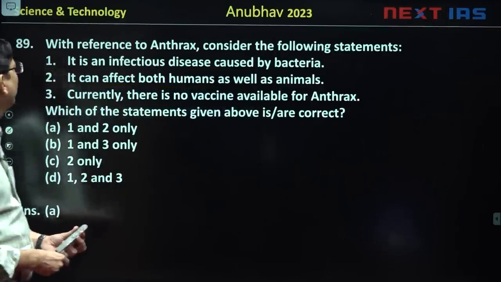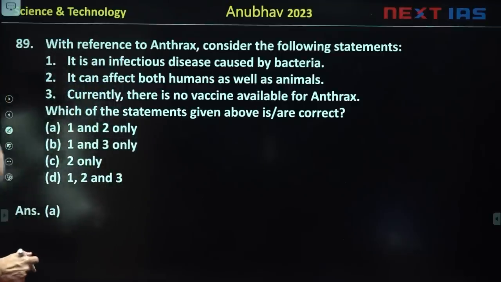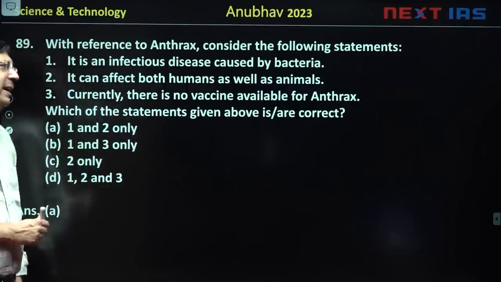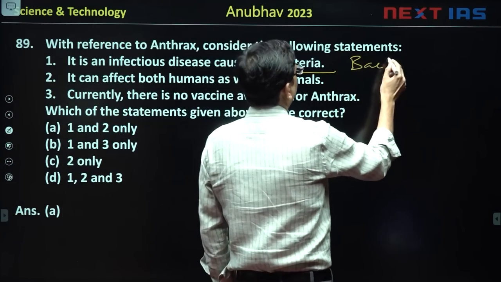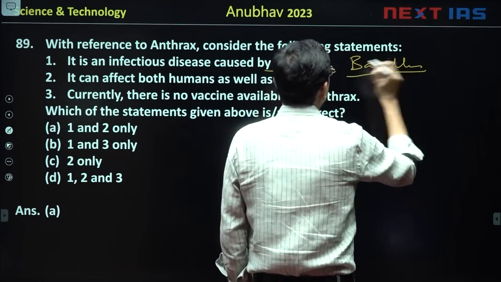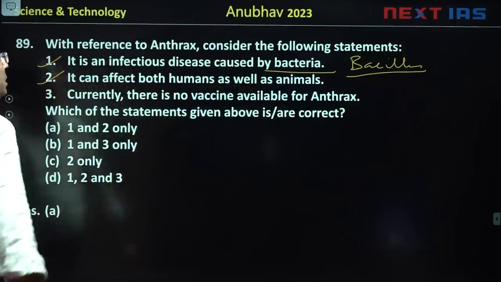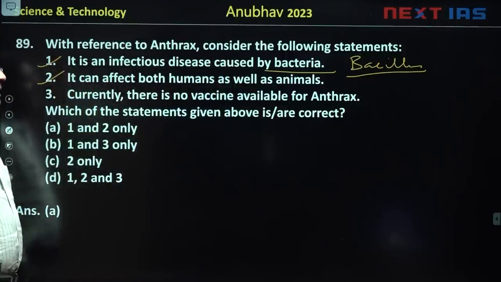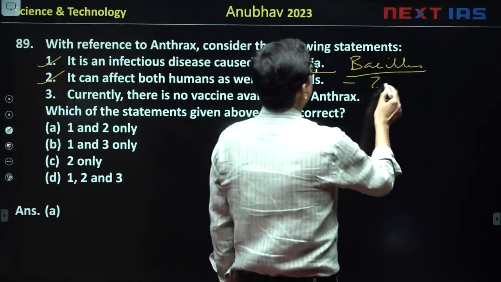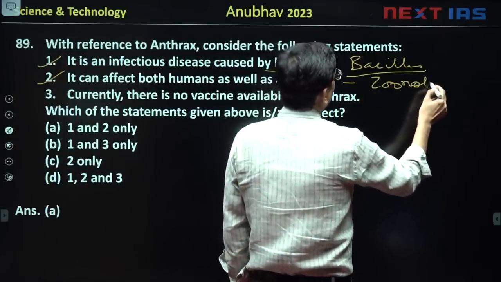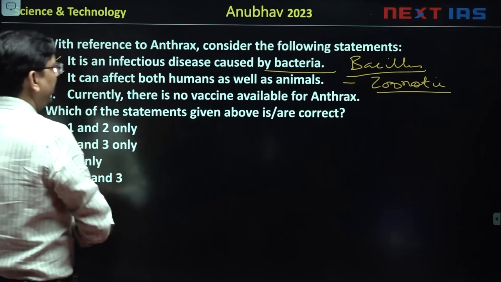With reference to anthrax, consider the following statements. It is an infectious disease caused by bacteria. Yes, it is caused by Bacillus anthracis. It can affect both humans as well as animals. Yes, it is a zoonotic disease. Zoonotic means coming from animals to human beings. Currently, there is no vaccine.